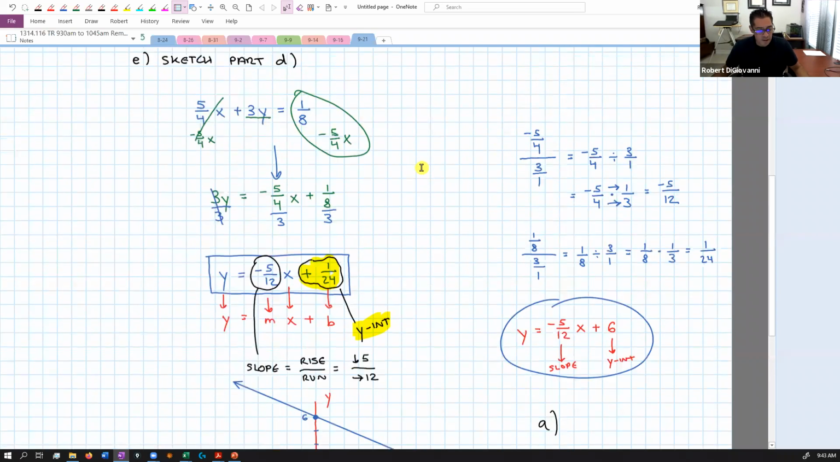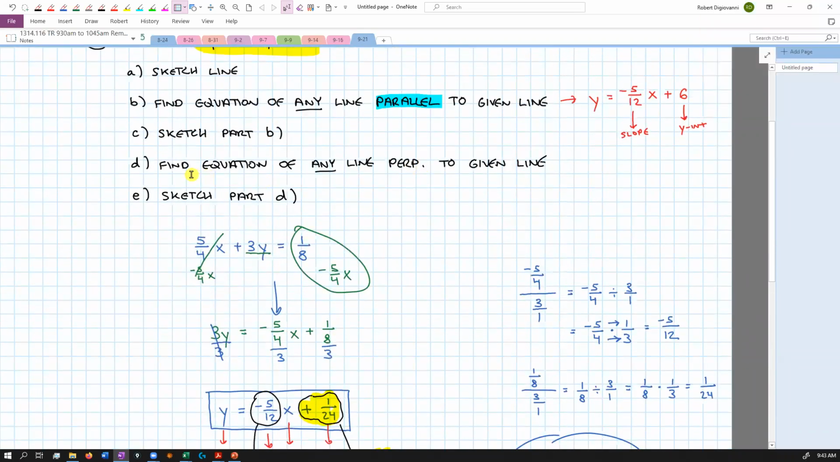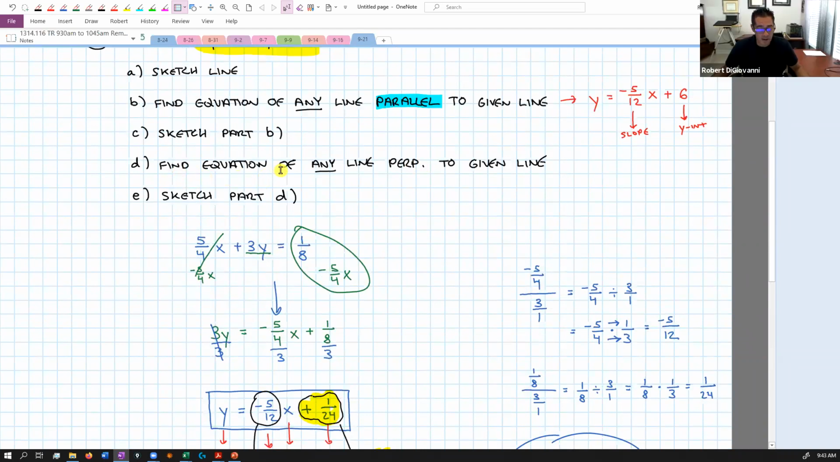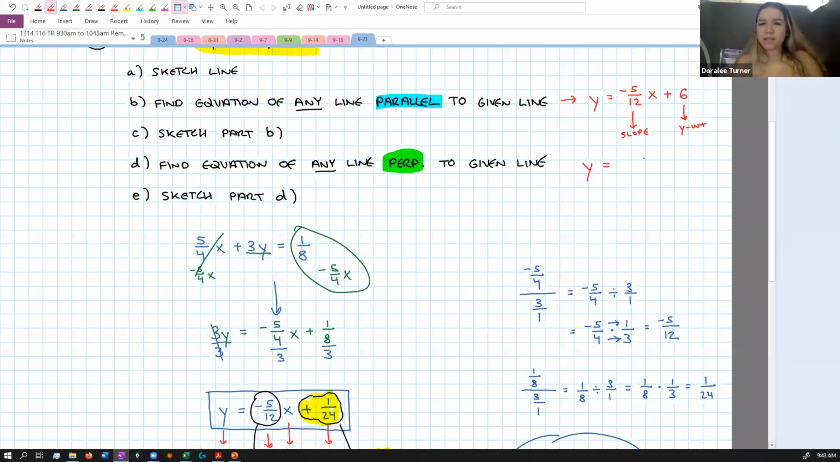Now for part D, we do the same thing. We find the equation of any line we want, but this time we need to be perpendicular. So what's the relationship between the slope now? It's not the same. What is it? Is it the opposite, like the reciprocal, but opposite sign?